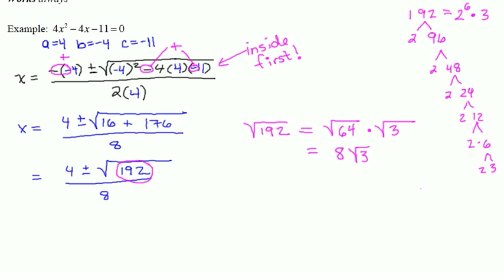So I'm going to come back now to my expression from the quadratic formula and write this as 4 plus or minus 8 times the square root of 3 over 8. Now at this stage we want to simplify the whole expression. And I find the easiest way to do that is just to break it apart as two separate ratios, each over the denominator 8, and reduce them one at a time.